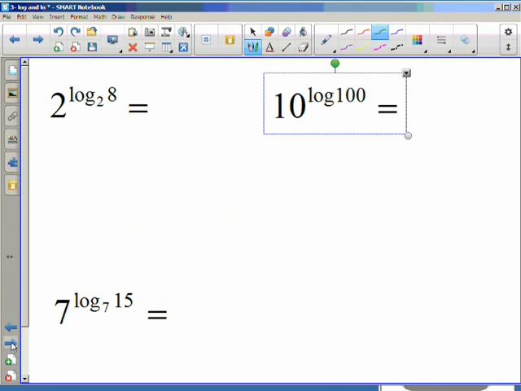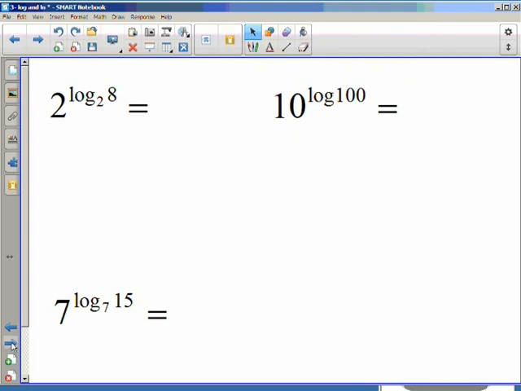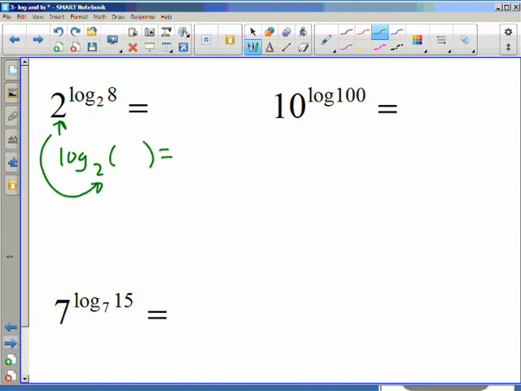Let's try another one. If we wanted to look at this one, we could see that the log of this base of something equals log base 2 of 8. If we equate these, we see it should be an 8. Take a guess at what you think 10 raised to the log base 10 of 100 would equal. Hit pause. And the answer is 100.